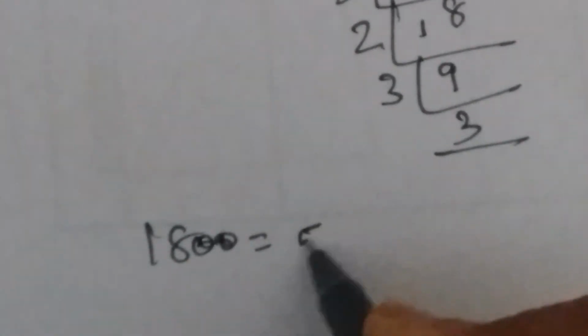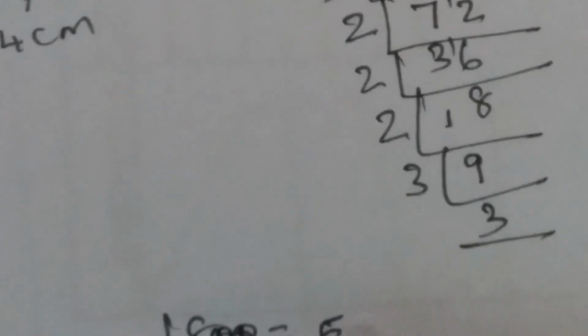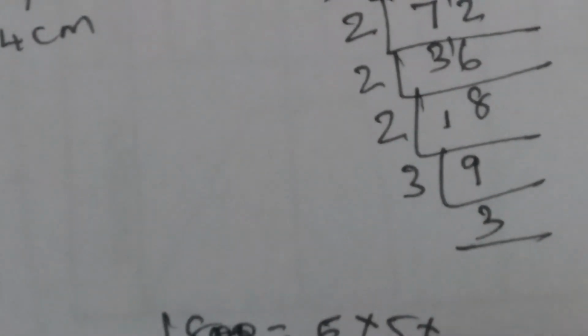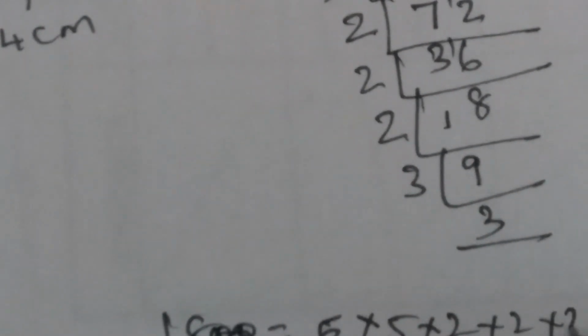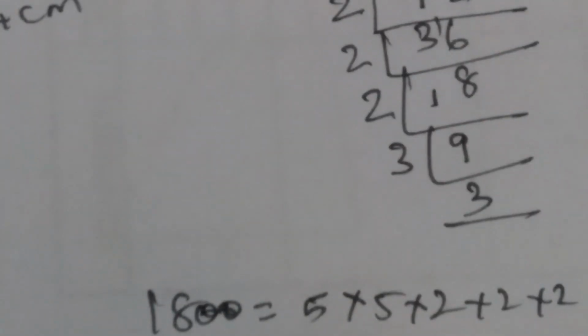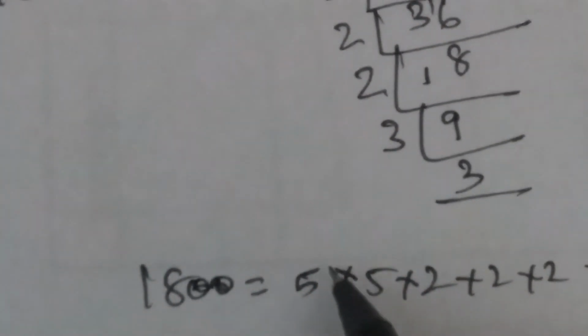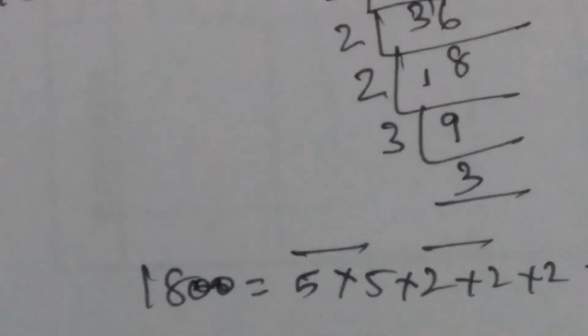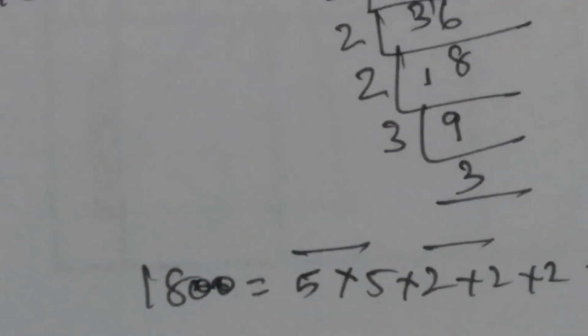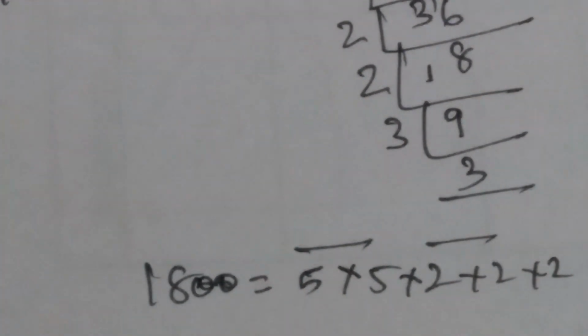1800 is equal to, we get 5 into 5 into 2 into 2 into 2 into 3 into 3. So two 5s, and we have three 2s and two 3s. What is the meaning of square root? Square root means we take one factor for two same factors. These two 5s, one 5. These two 2s, one 2. And these two 3s, one 3. And this 2 is left.